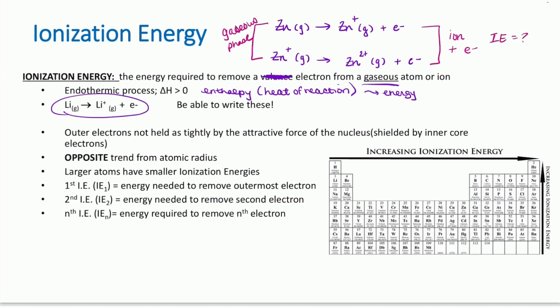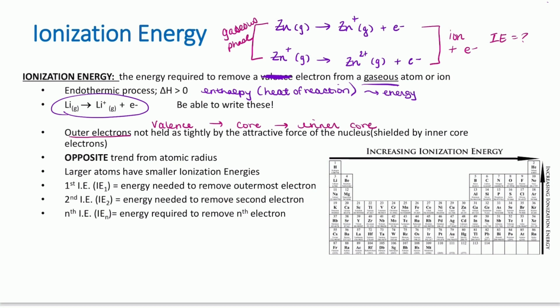So first thing you need to know is outer electrons are not held as tightly by the attractive force of the nucleus because they're shielded by the inner core electrons. So outer meaning your valence electrons first, and then in through your core into your inner core. What do I mean by inner core? I mean the closer I am to the nucleus, the tighter it's held. The farther from the nucleus, the weaker that hold on the electron. This is the opposite trend from atomic radius, though. I know I said that on the previous page, but just so you've got that written down.